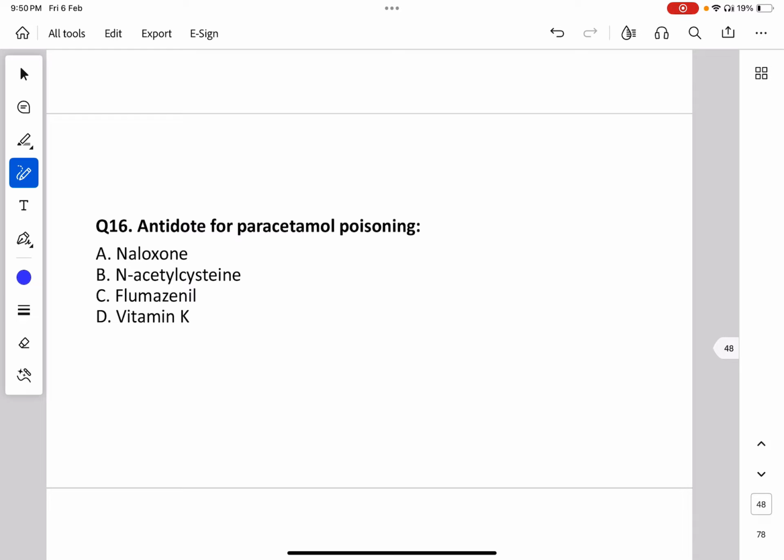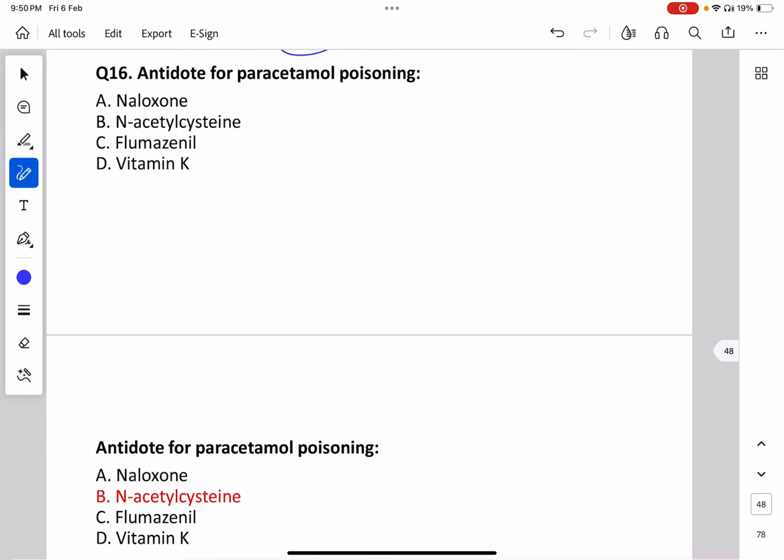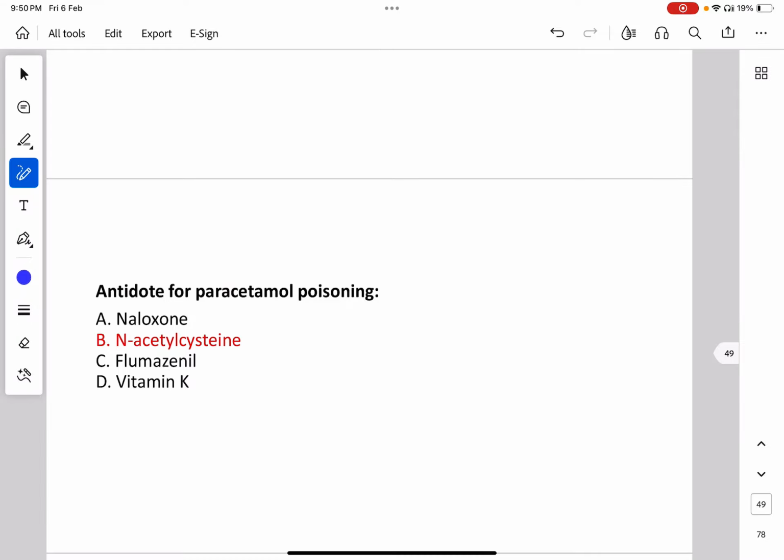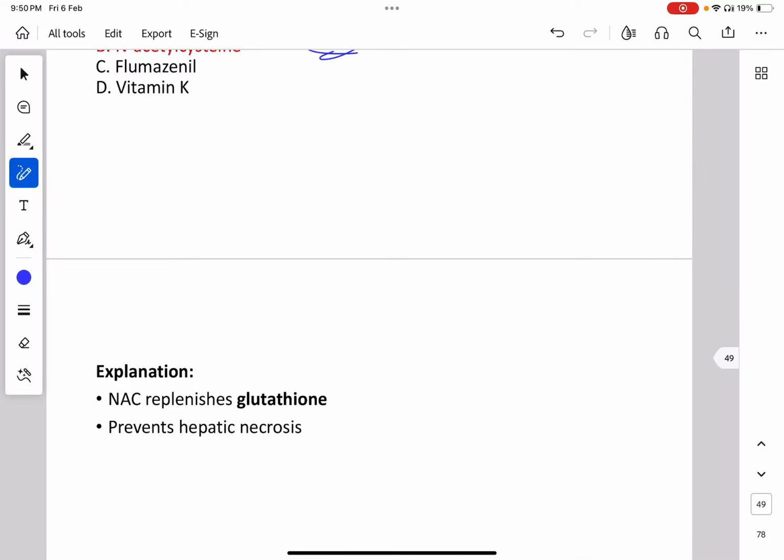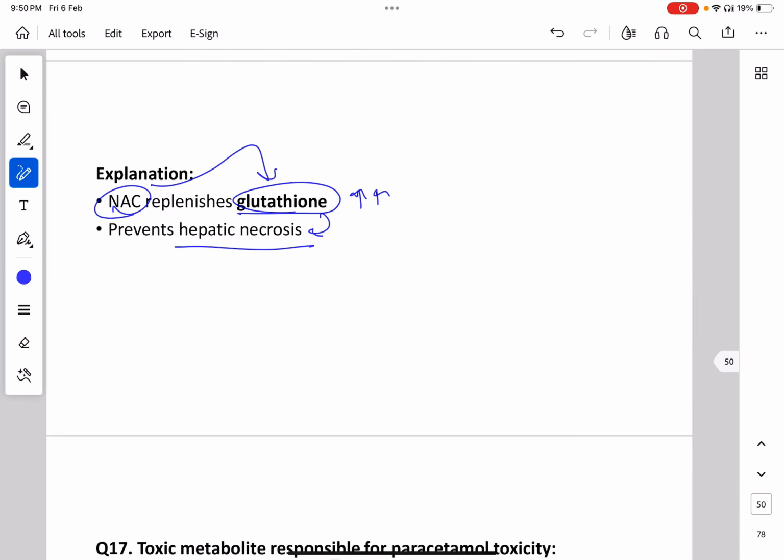Antidote for paracetamol poisoning, PCM poisoning, is a very important topic. Even if you are working as a clinical pharmacologist or in pharmacovigilance in any hospital, you should detect PCM poisoning. So the antidote for PCM poisoning is N-acetylcysteine. Okay. Now, what does NAC do? This is very important. It replenishes glutathione. That is, it increases the level of glutathione, which in turn prevents hepatic necrosis.